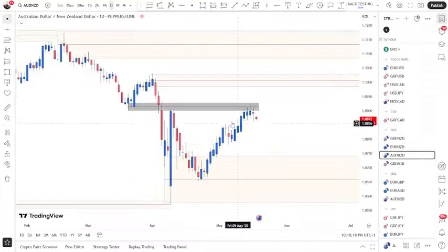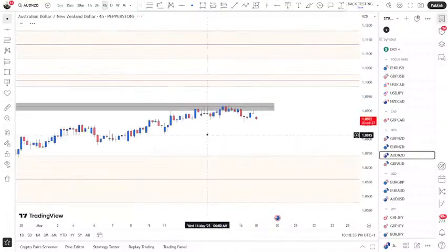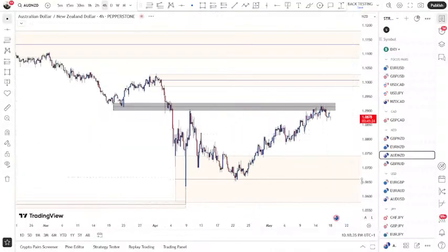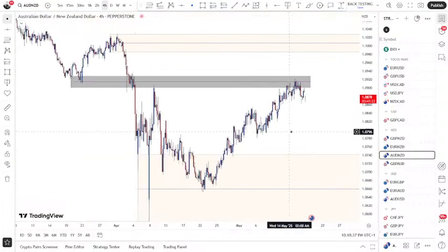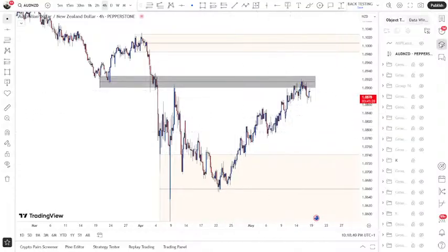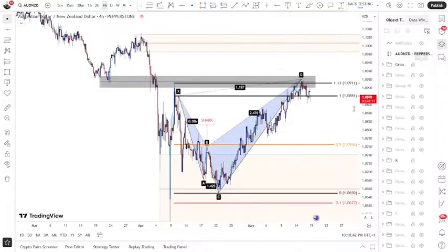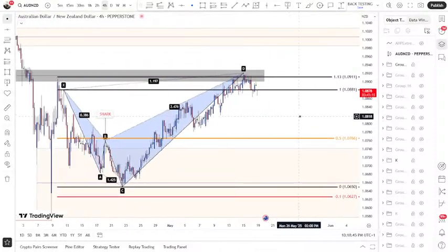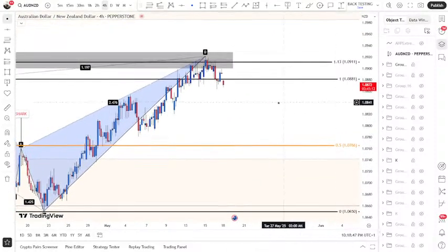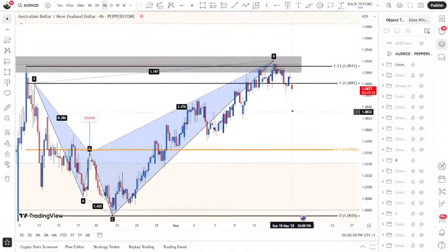AUD NZD, we can see that price is reacting from this support, now turned resistance. If we look at that on the 4-hour time frame, we might begin to see a kind of setup into that level, but I'm not really confident to take that trade. It is actually a Shark pattern. The reason why I will not be executing this trade is because this setup is occurring at a minor key level on the weekly time frame.